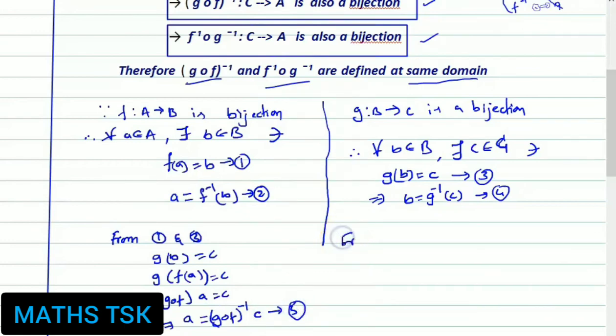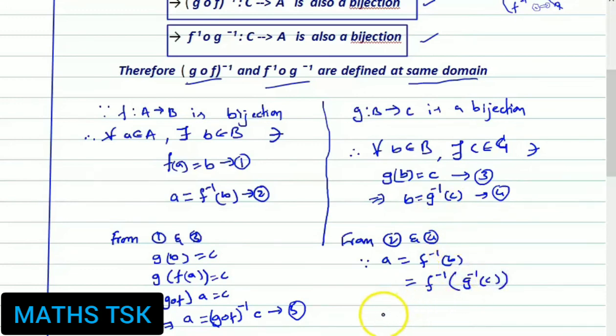Now from 2 and 4. Look, from 2 and 4. From 2, a is equal to f⁻¹(b). What is b? From 4, b is g⁻¹(c). Therefore, a is equal to (f⁻¹∘g⁻¹)(c), the composite function of c. This is number 6.